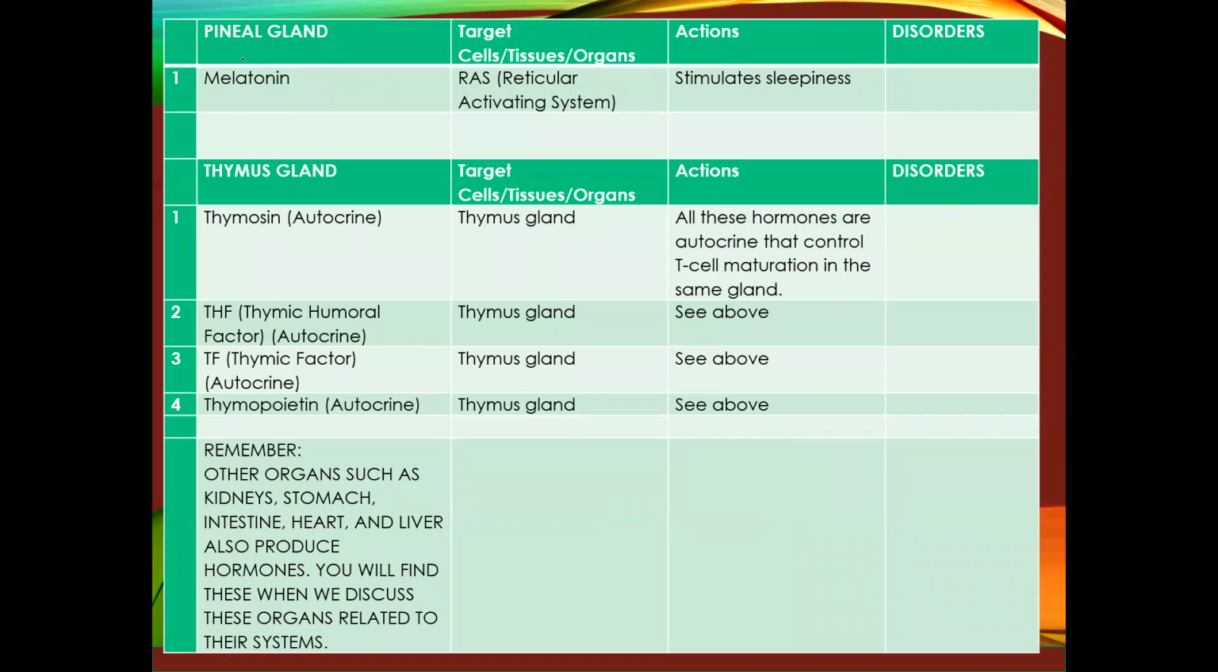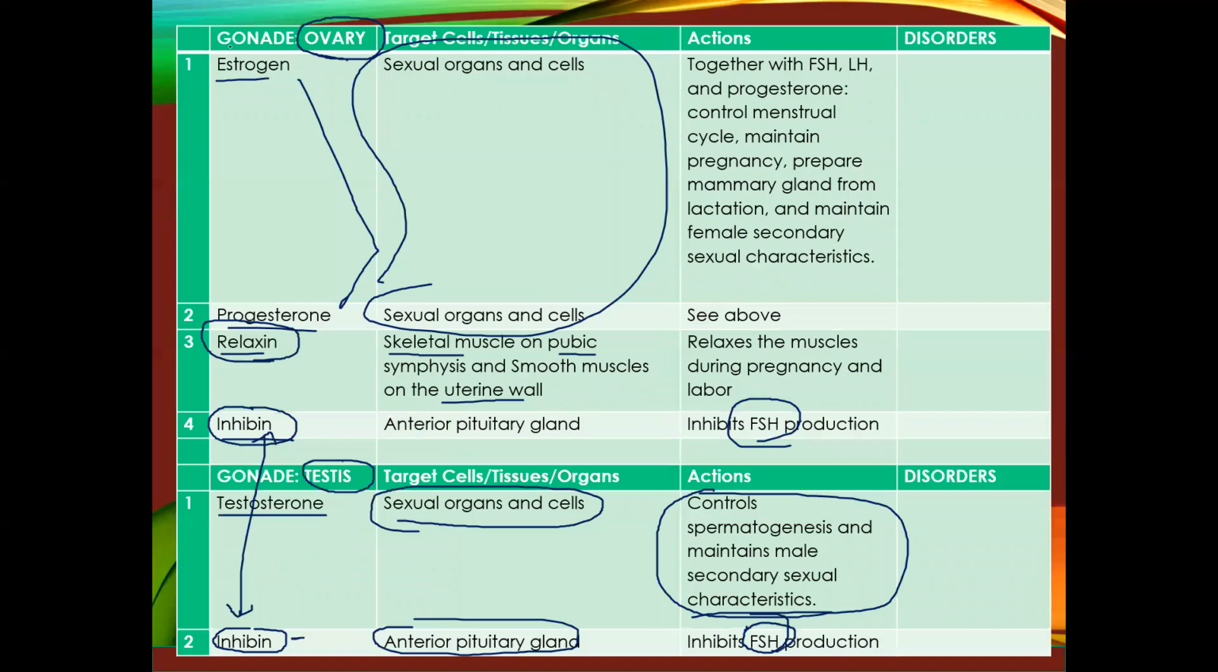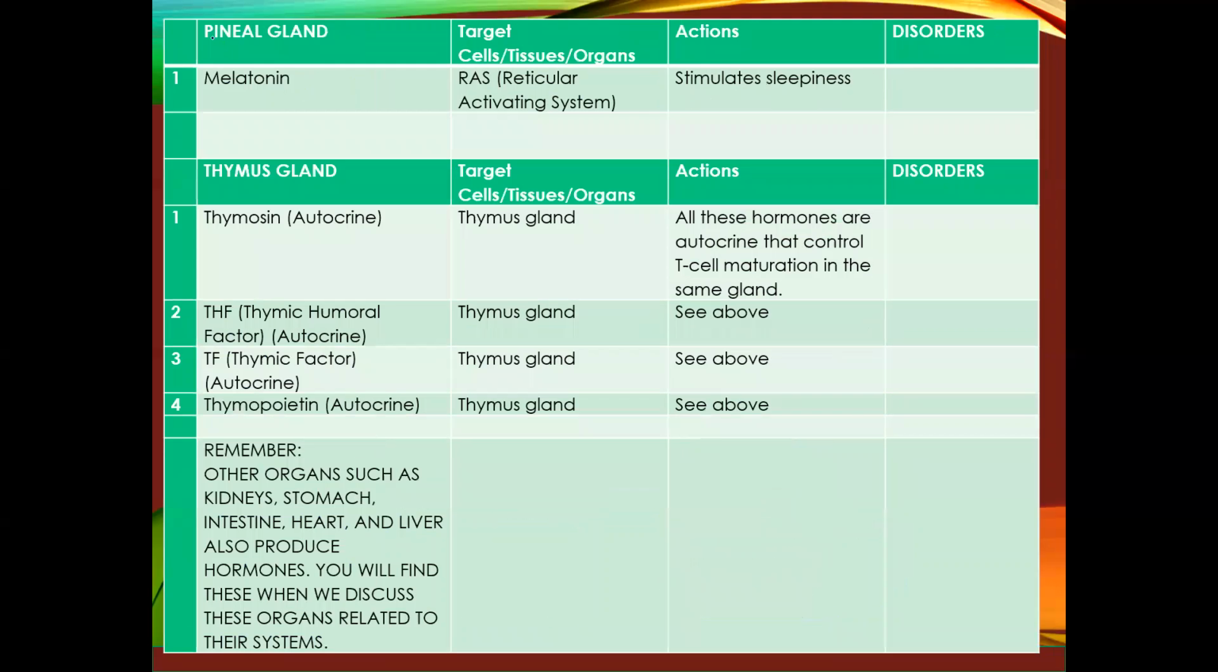The next one is the pineal gland. The pineal gland is a small gland located on the lower part of the brain, on the back. And this pineal gland produces 1 hormone, called melatonin. Melatonin is the hormone that actually stimulates our sleepiness.